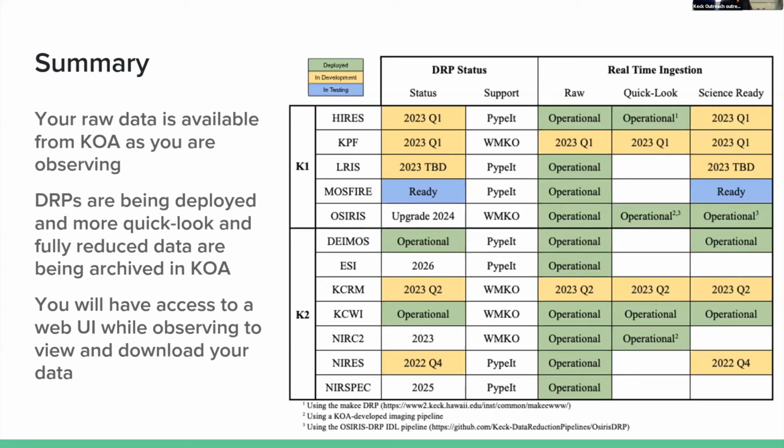Just a summary: your raw data is being archived all night long now and available to you through KOA. As we deploy more and more DRPs, we'll get more and more quick look data and science ready data to you very quickly during the night and soon in the next morning. And then soon we will have this new web-based UI. And I hope you're excited about this. I am, but getting that data to you automatically through your browser is a pretty cool tool. So thank you very much, and I'll take any questions.